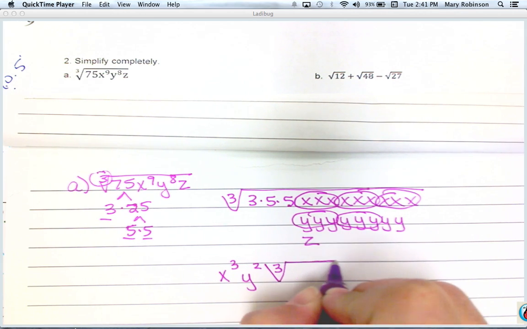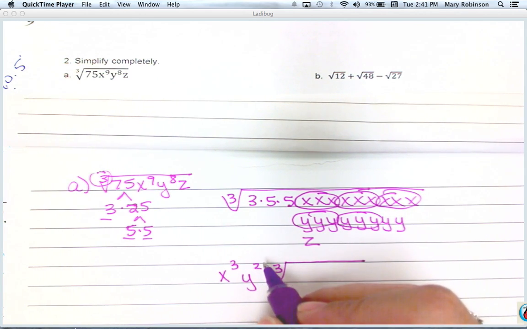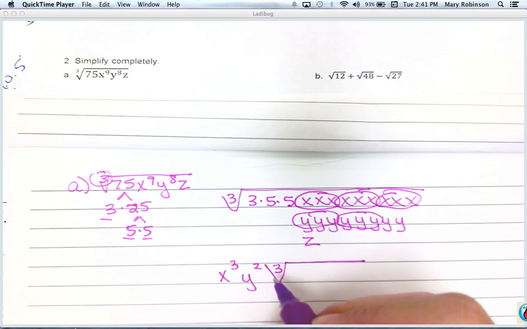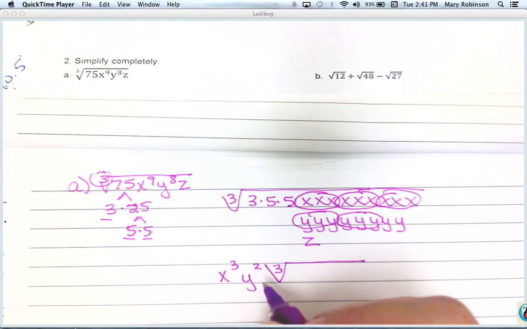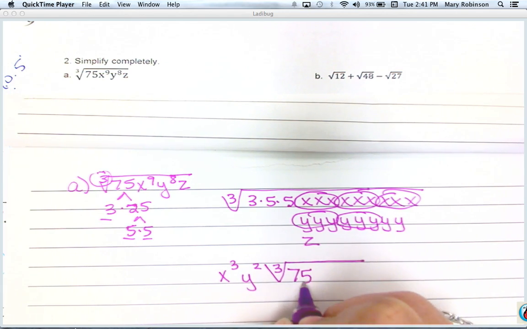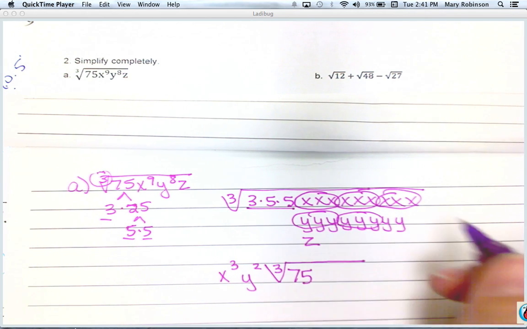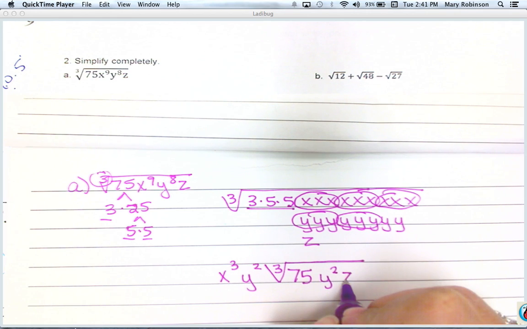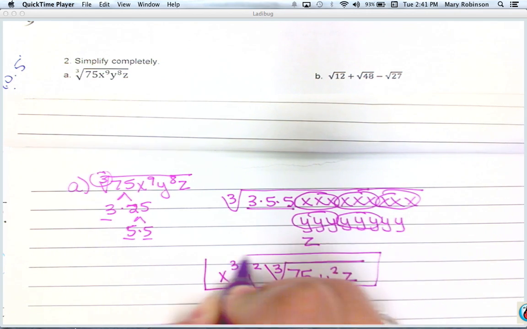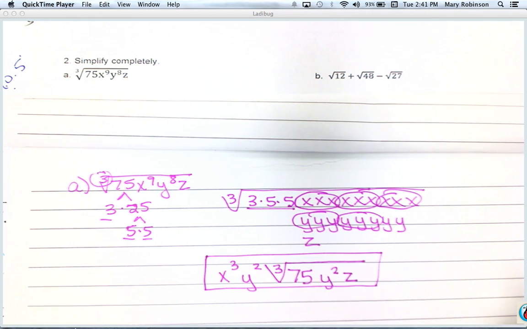So we have to make sure, and please make this part of your radical wide enough so that your index clearly fits in and does not get confused as an exponent. It would be x cubed y squared, cube root of 75, because all you can do is multiply those together. We have no x's. We do have 2 y's and 1 z. Okay? And that's all you can do to simplify that one.